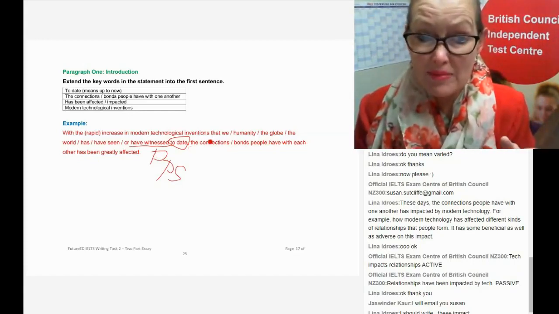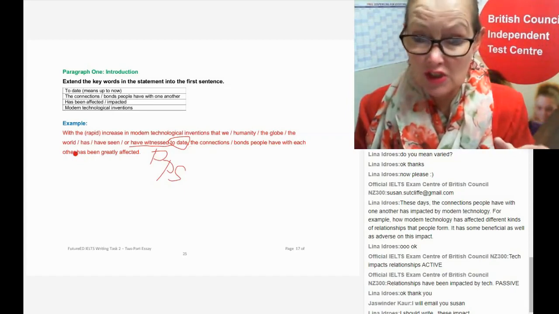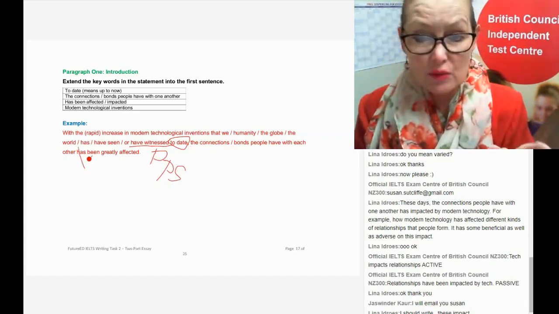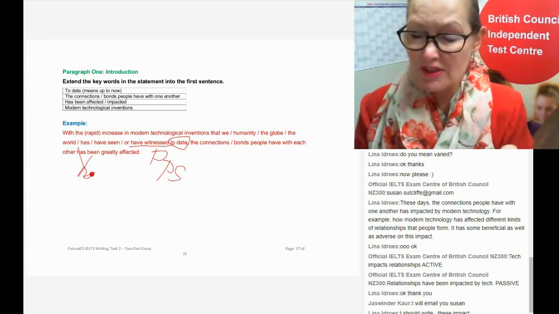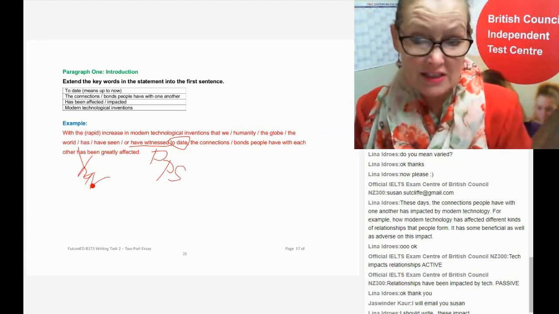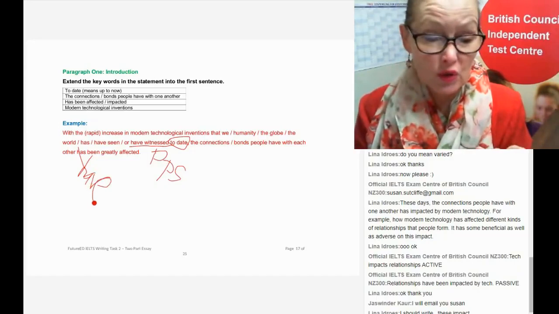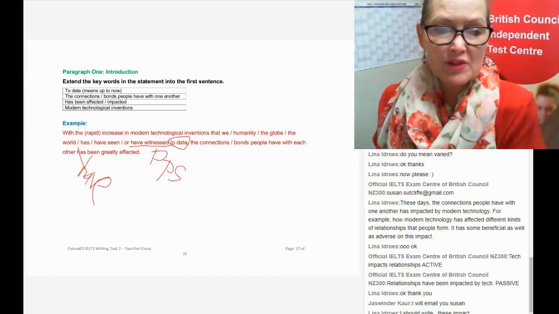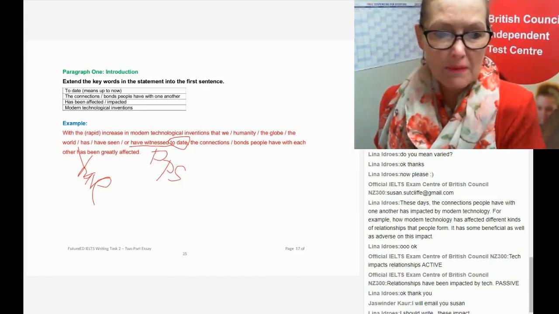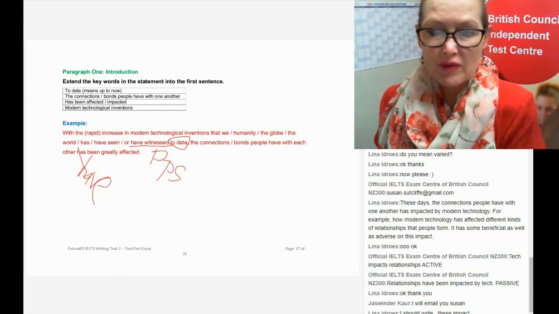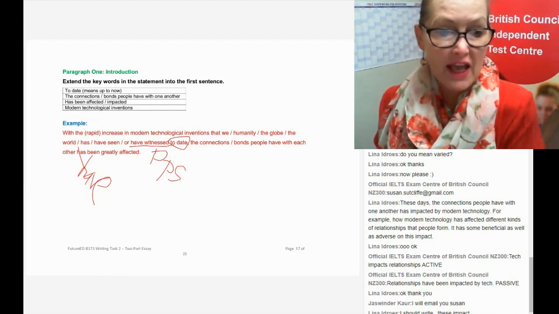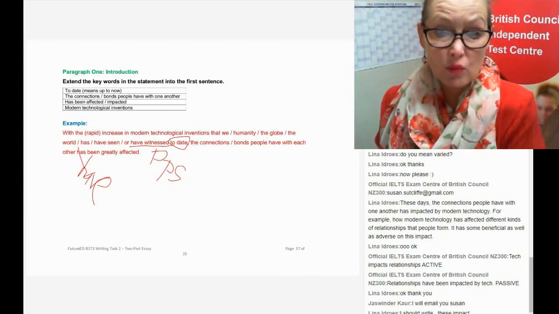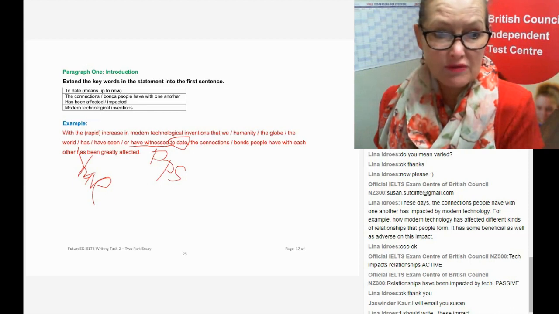With the rapid increase in modern technological inventions that we, I've given you some examples here, that we, or that humanity, or that the globe, or that the world, or that mankind is another one. So depending on which word we choose, the rapid increase in modern technologies that we, or that humanity, have seen or have witnessed. There's my little word to date. And there's my present perfect, isn't it?